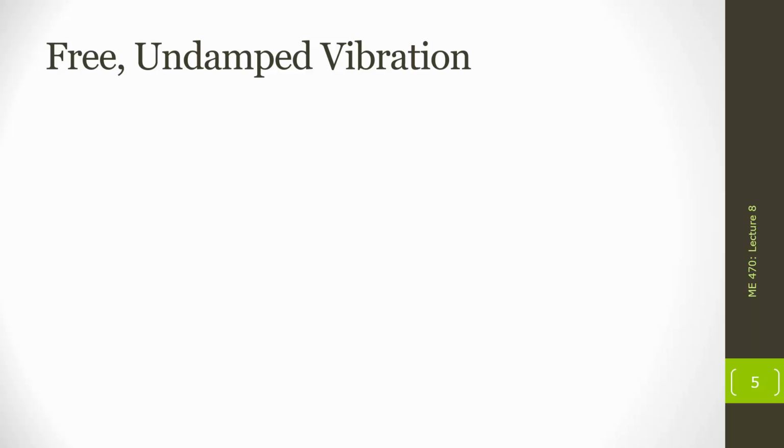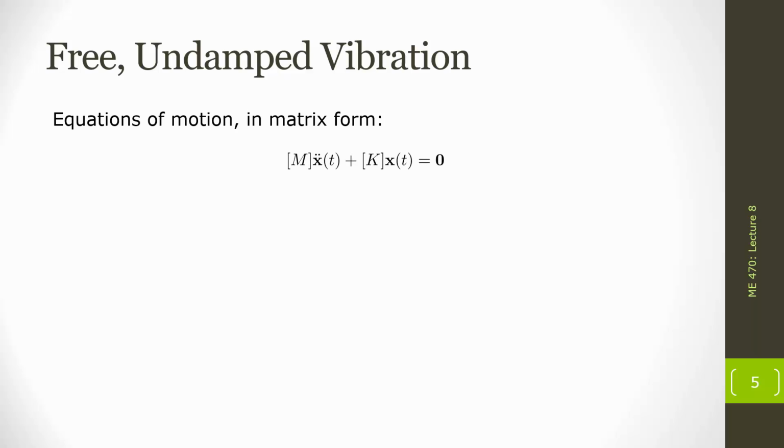As we did with 2-degree of freedom systems, with multi-degree of freedom systems, we can find closed-form solutions when we have free, undamped vibration. We can identify free, undamped vibration in multi-degree of freedom systems when we put our equations of motion into matrix form, and it comes out in the form of M x double dot plus K x equals 0. And this form looks exactly the same as it did for 2 degrees of freedom.